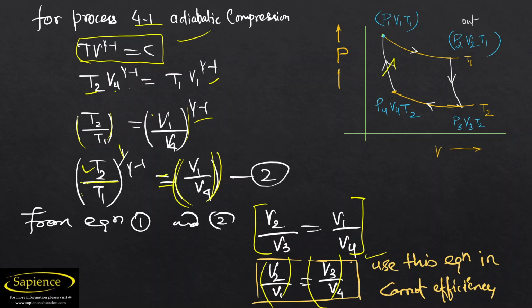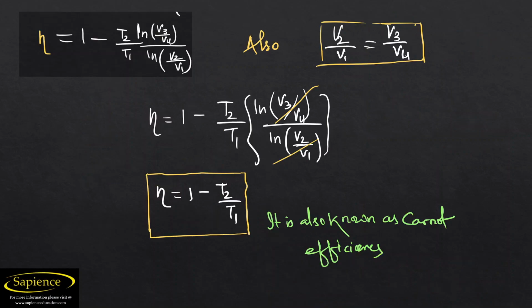Now this equation can be shifted to Carnot efficiency. Earlier we got 1 minus T2 by T1 into ln V3 by V4 divided by ln V2 by V1. We know that V2 by V1 is equal to V3 by V4, so in place of V2 by V1 we can put V3 by V4 and cancel them. Finally our equation for efficiency is 1 minus T2 by T1, and that is known as Carnot efficiency.